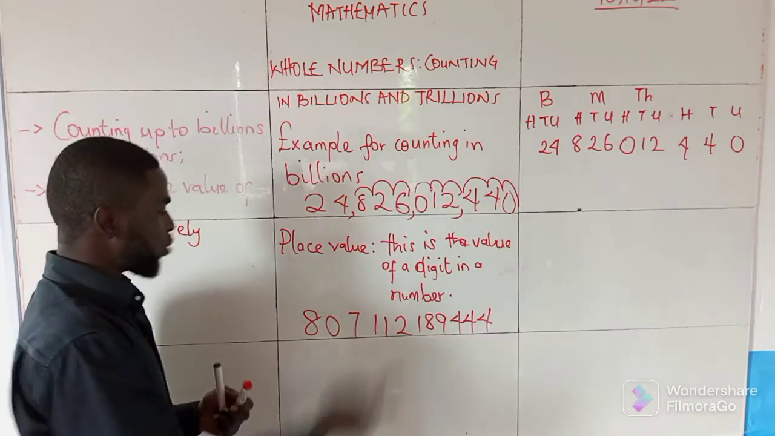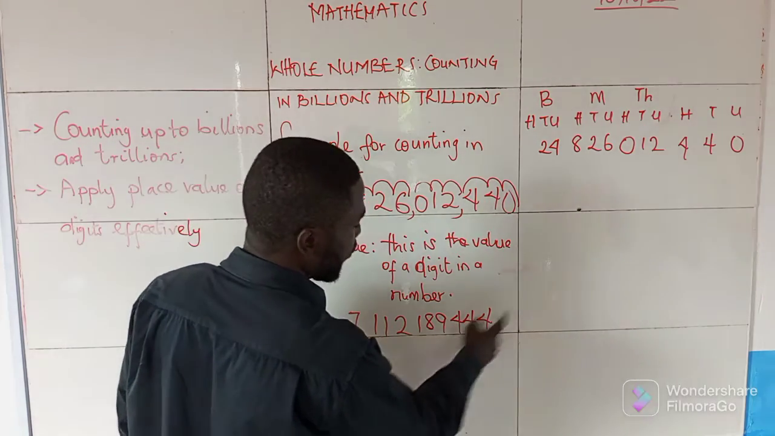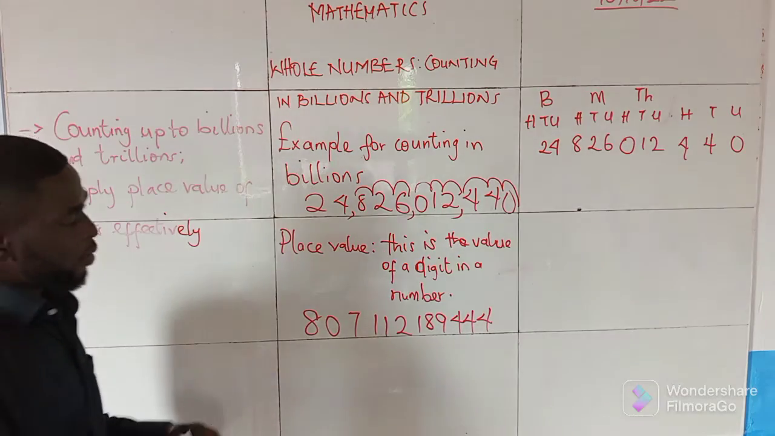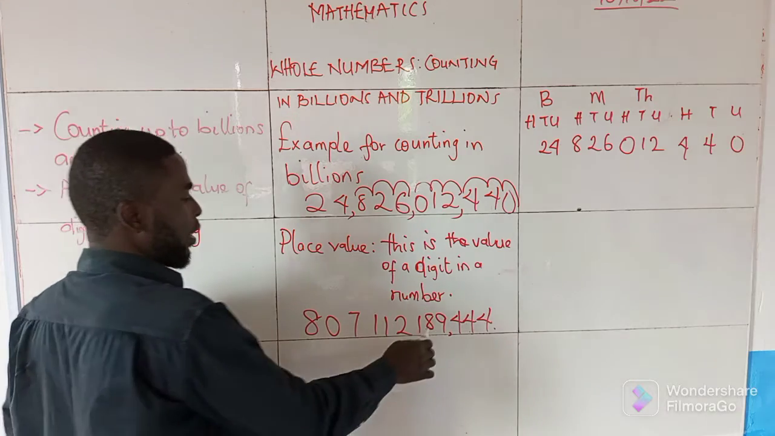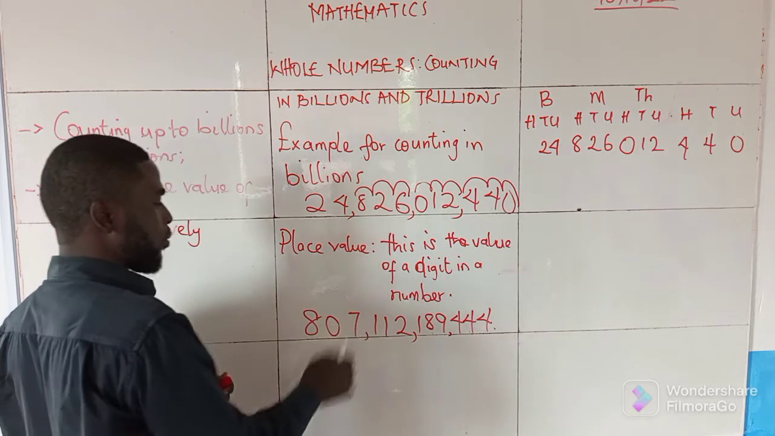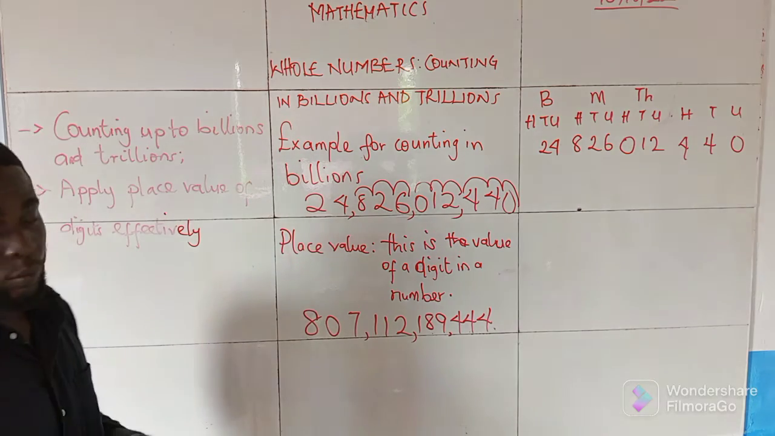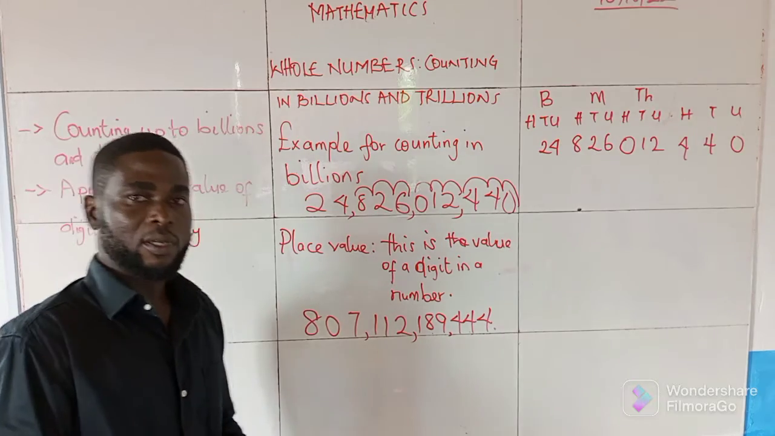So let's go. How many digits do we have? We have 1, 2, 3, 4, 5, 6, 7, 8, 9, 10, 11, 12. For grouping, we group in threes. Let's go. 1, 2, 3, separate with a comma. 4, 5, 6, separate with a comma. 7, 8, 9, separate with a comma. And then the last group. Just by looking at this, we know it's still in the billions category.